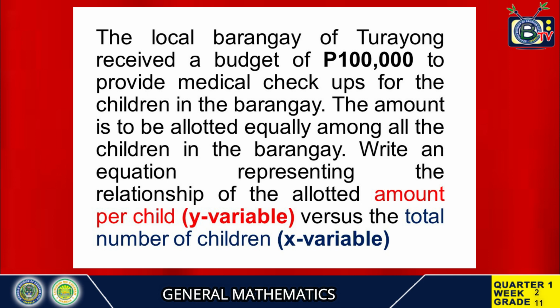To start, let's analyze and solve the problem. The local barangay of Torayong received a budget of 100,000 pesos to provide medical checkups for the children in the barangay. The amount is to be allotted equally among all the children in the barangay. Write an equation representing the relationship of the allotted amount per child, which is the y variable, versus the total number of children, which represents the x variable.